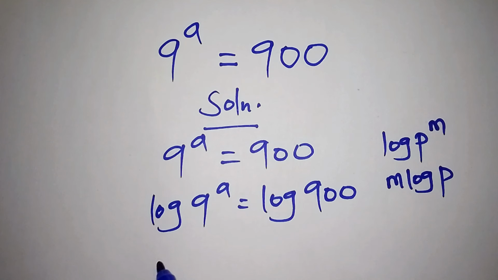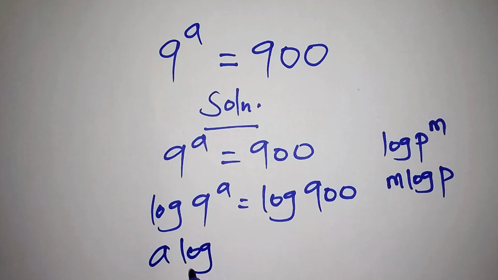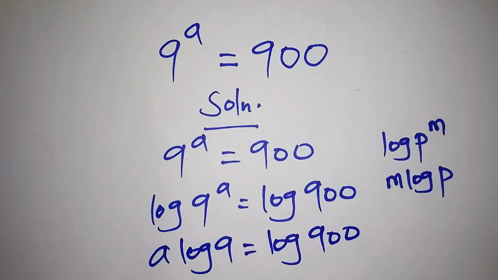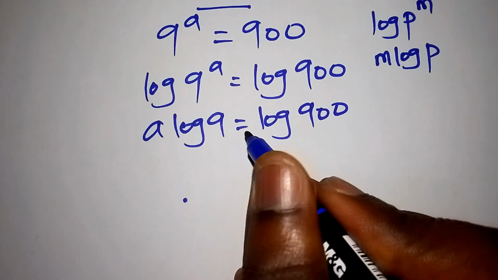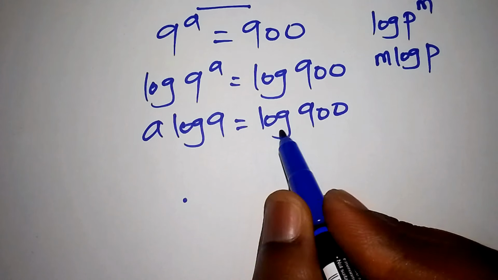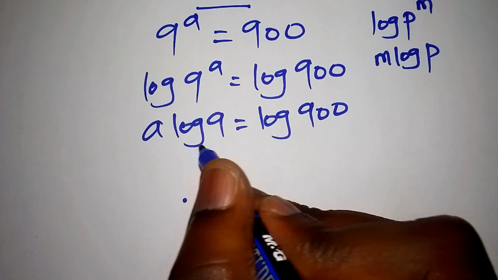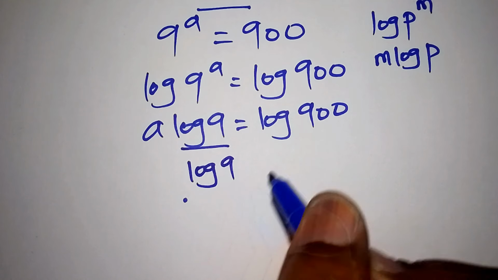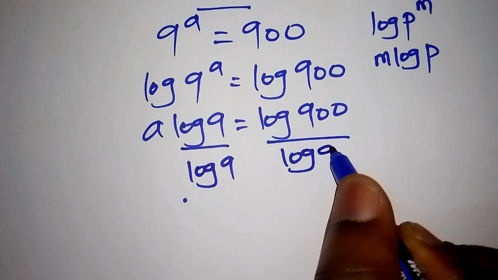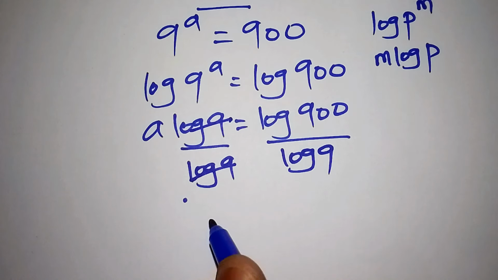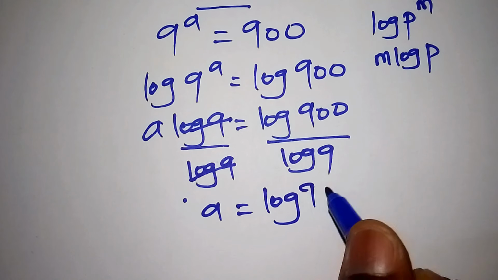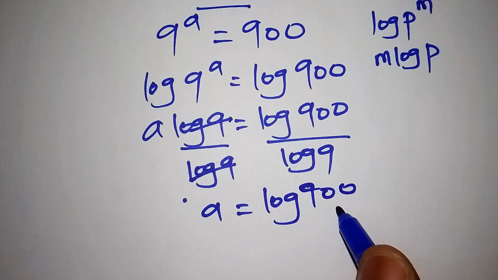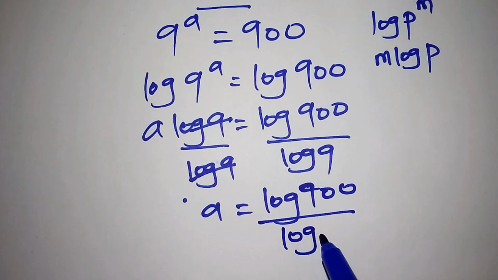So now we shall have a times the log of 9 is equal to the log of 900. So from there, we have a log 9 is equal to the log of 900. We shall now divide both sides by the log of 9. So log 9 and log 9 shall cancel. Now our a is equal to the log of 900 all over the log of 9.